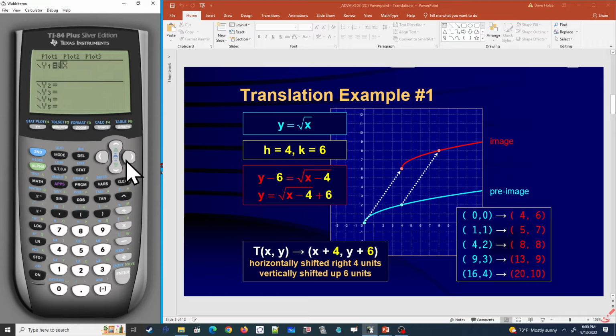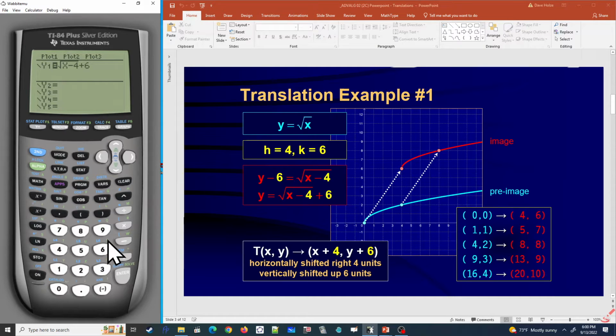let's go back to y equals, and move over to the inside. I've hit the X right there, and I can just go ahead and hit minus 4. When I need to get outside of the radical, basically I'm done with the radicand, I just use the arrow key to move outside of it, and then I go ahead and type in plus 6.